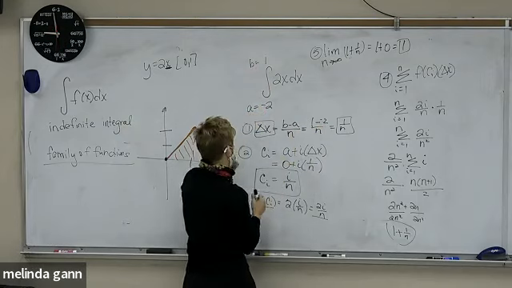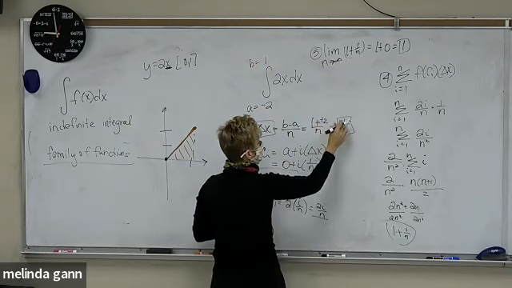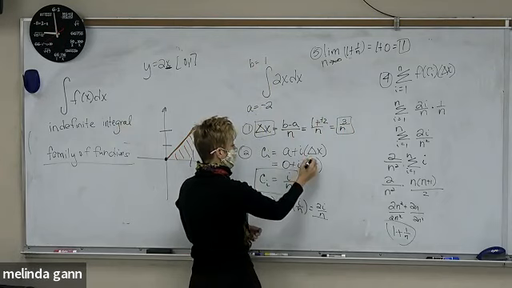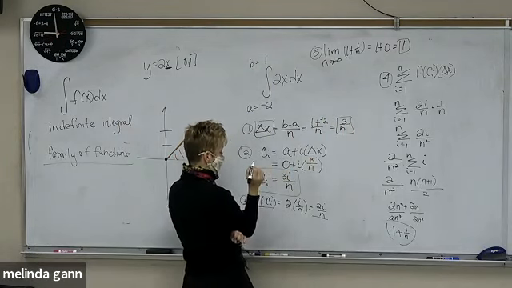b minus a. What's minus a negative the same thing as? So what is this not going to be? It's not going to be 1 over n, it's going to be 3 over n. So this would be 3 over n. So this will be 3i over n.